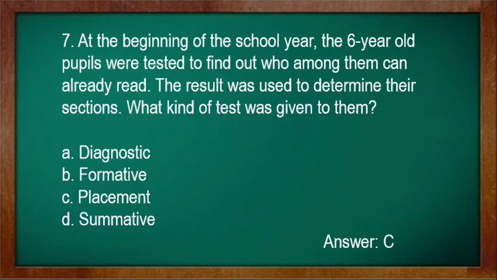Number 7. At the beginning of the school year, the 6-year-old pupils were tested to find out who among them can already read. The result was used to determine their sections. What kind of test was given to them? A. Diagnostic. B. Formative. C. Placement. D. Summative. Answer: C.